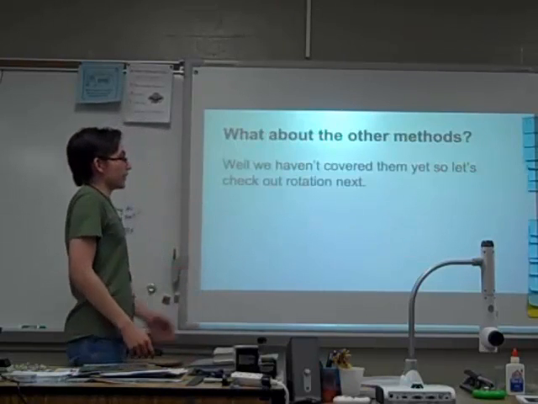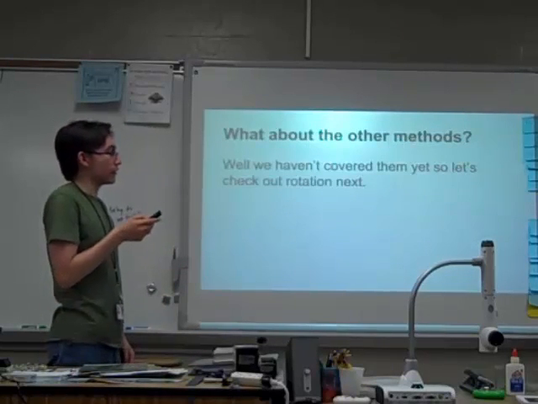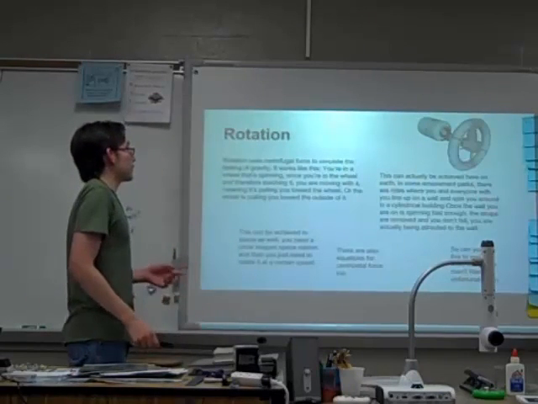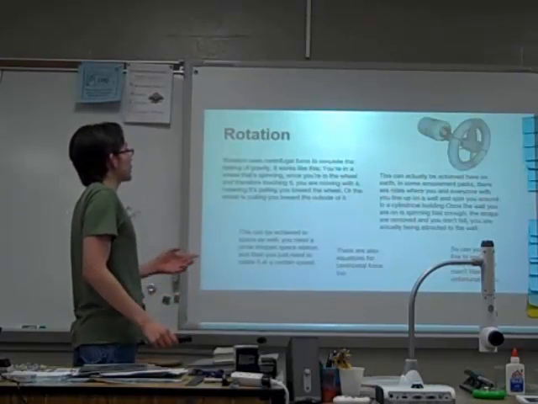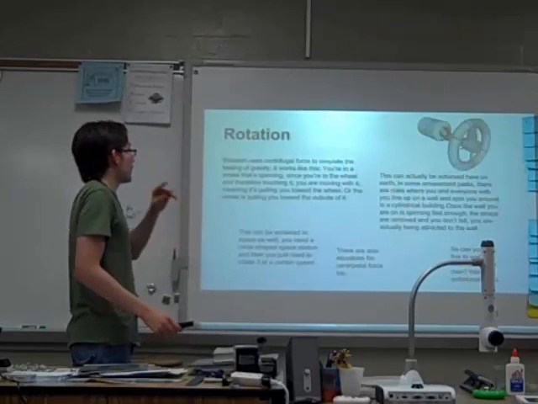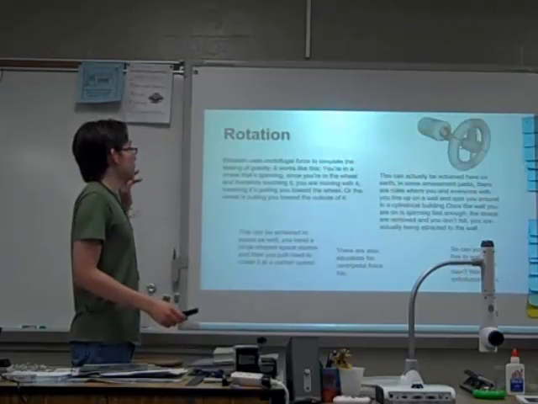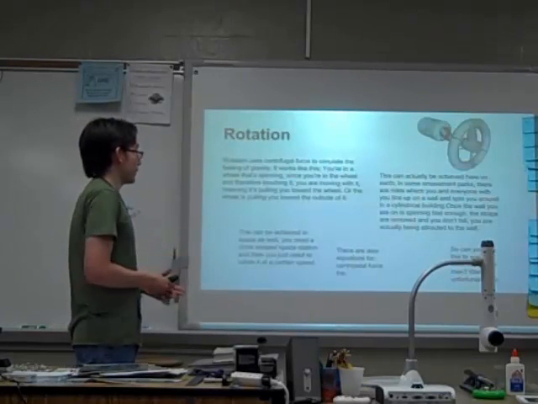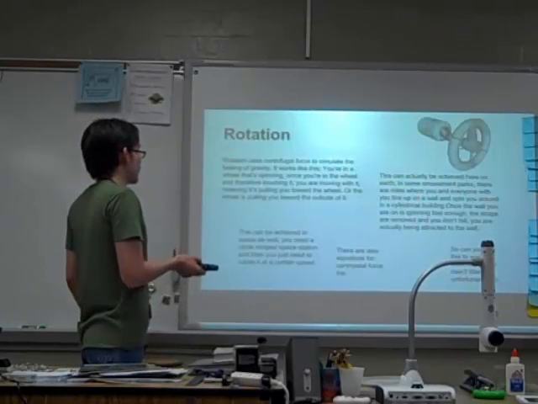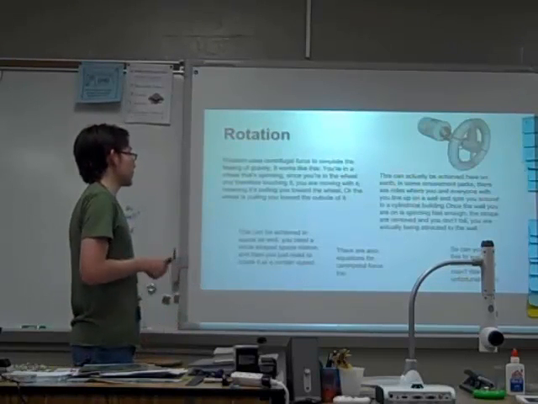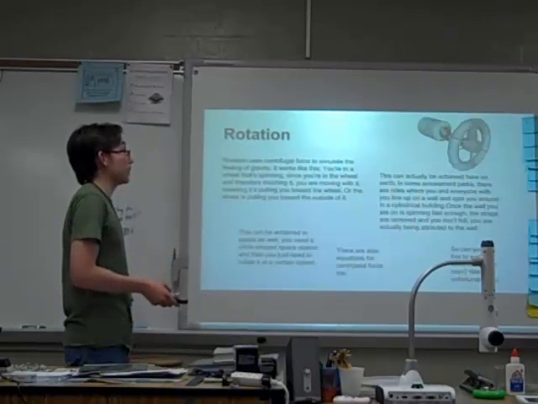Now, for the other methods, we haven't covered them, so let's check out rotation. Rotation uses centrifugal force to simulate the feeling of gravity. It works like this. You're on a wheel that's spinning. Since you're in the wheel and therefore touching it, you're moving with it, meaning the wheel is pushing you toward the outside of it. This can be achieved in space as well. You need a circle-shaped space station, and then you just need to rotate it at a certain speed.